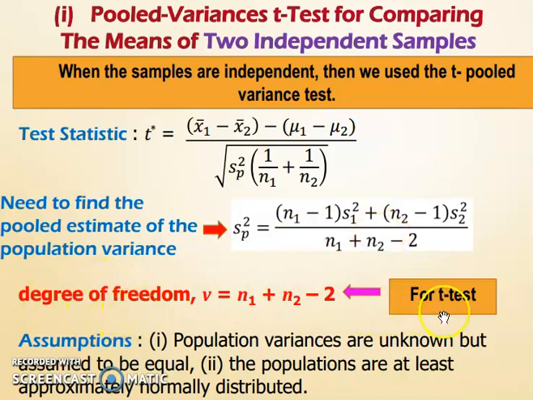And we have the degrees of freedom. For the t-test, we're always going to have degrees of freedom. Before this, we had n minus 1. Here, the degrees of freedom for the means of two independent samples, meaning the pooled variance t-test, is v equals n1 plus n2 minus 2.